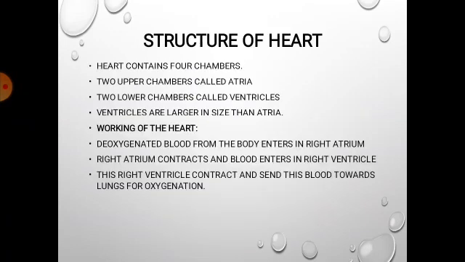Now, the structure of the heart. There are 4 chambers in our heart, 2 upper chambers called atria and 2 lower chambers called ventricles. The size of the ventricles is larger than the size of the atria.